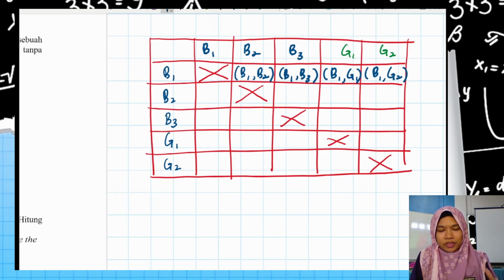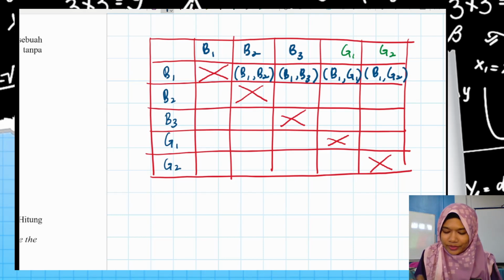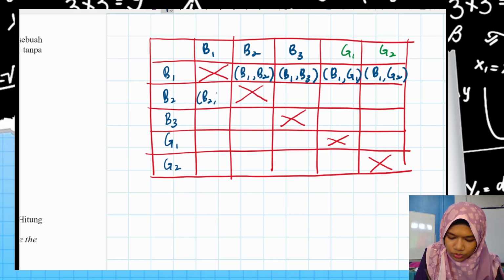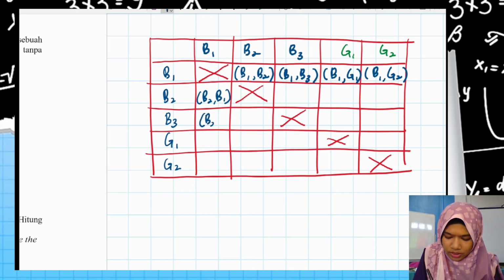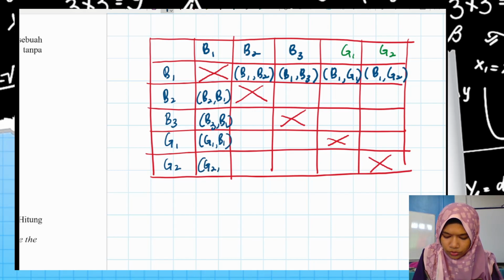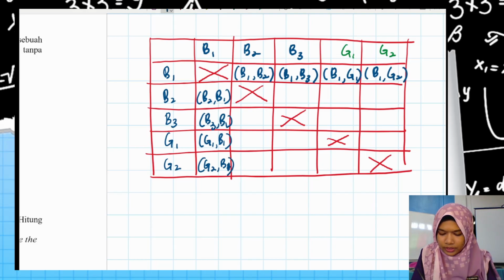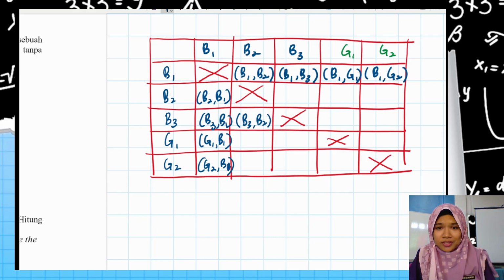Try to complete this table on your own. Sambil-sambil cikgu lengkapkan this table, awak juga cuba lengkapkan table awak. So B2, B1, B3, B1, G1, G1, B1, G2, B2. Sorry, B1. Here B3, B2. Lengkapkanlah semua.